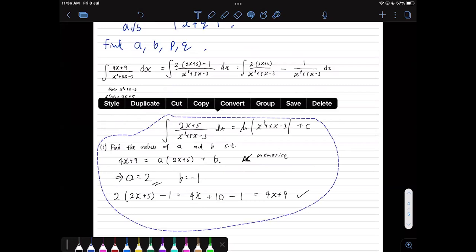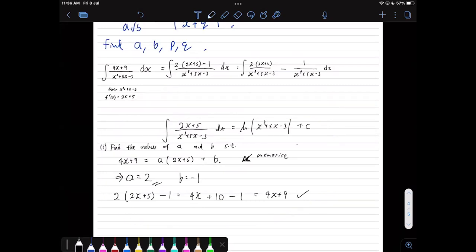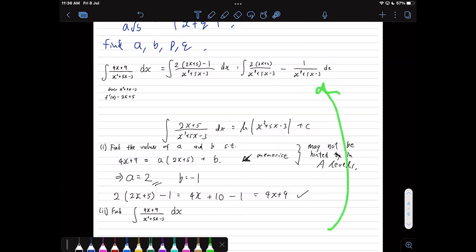So maybe I should mention, in A levels they may not give you this part 1. And then part 2, they ask you to find the integral of 4x plus 9 over x squared plus 5x minus 3. They may not give you this hint. Okay, so now we can go back to the solution over here.